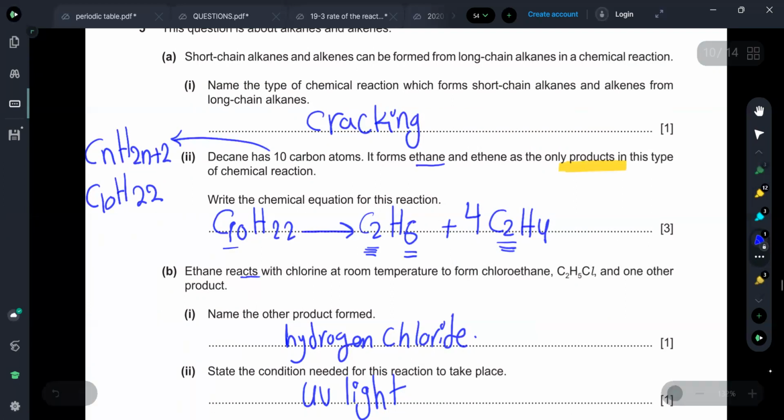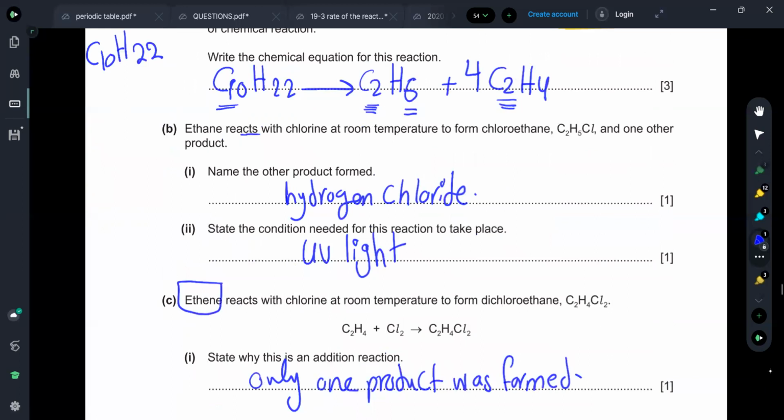So we have C10 here, so in the products the total carbon must be C10. So use 4 C2H4. Now we have 4 times 2, which is 8 carbons, plus 2 from ethane, making 10 carbons. And 4 times 4 is 16, plus 6 is 22. So 1 C2H6 and 4 molecules of C2H4. Take care, the number of carbons and hydrogens in the reactant must equal the number of carbons and hydrogens in the products.